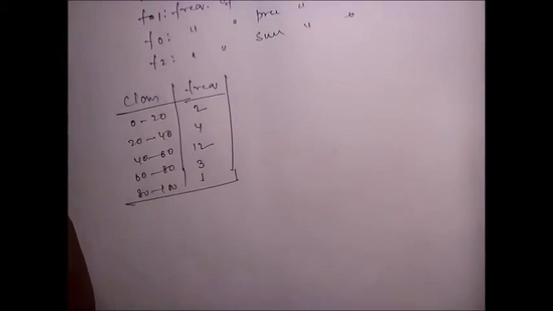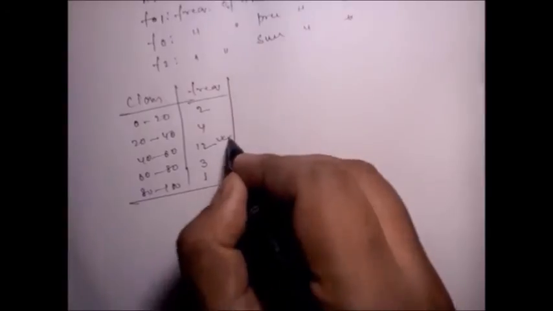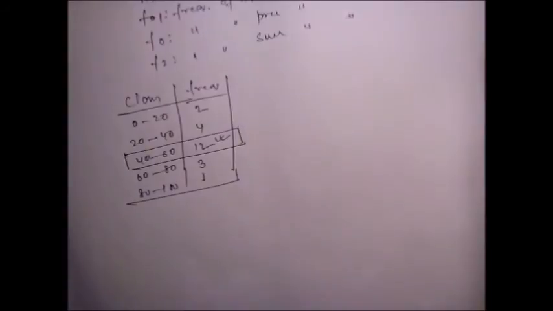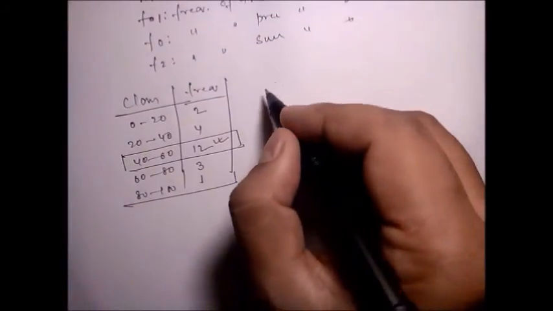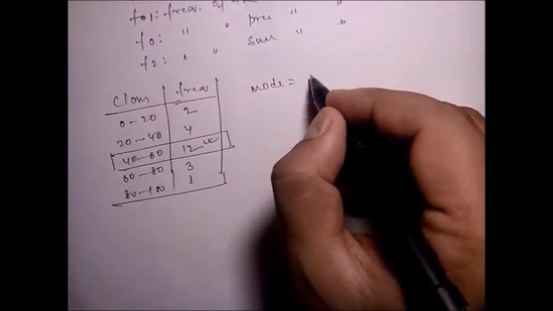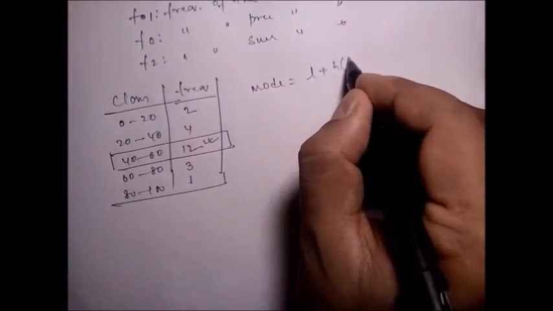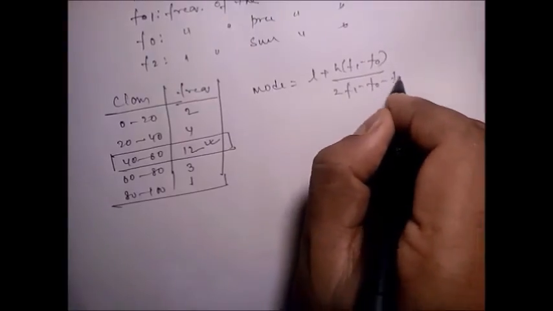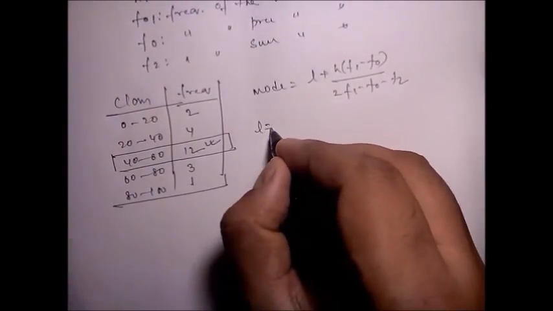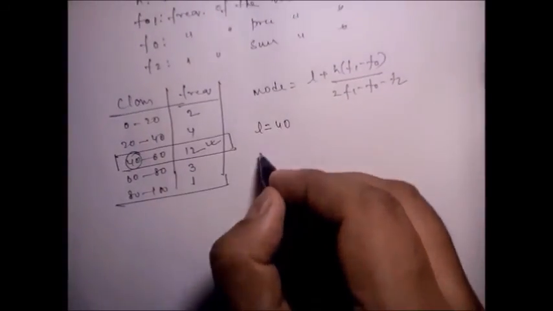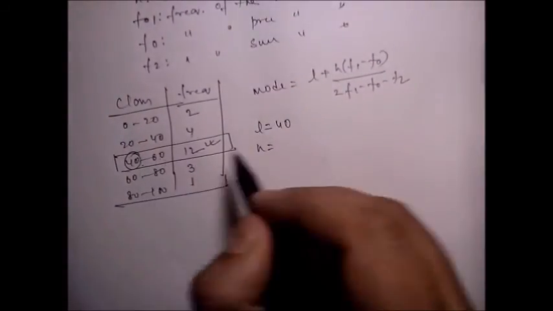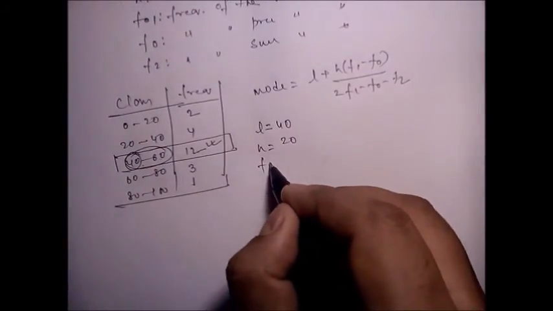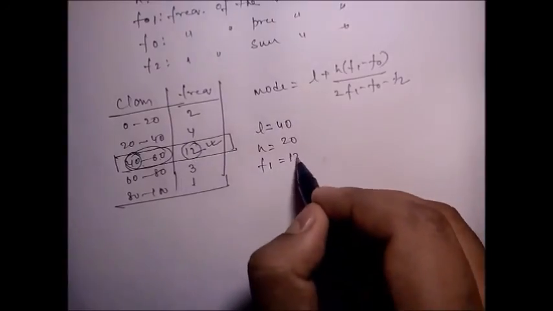So how to calculate the modal class? Identify the maximum frequency. The maximum frequency is 12, so this is our modal class. Now we can get all the values easily. Mode is equal to L plus H times (f1 minus f0) divided by (2f1 minus f0 minus f2). What is L? L is the lower limit, that is 40. What is H? The class interval, 60 minus 40, it is 20. What is f1? That is the modal frequency, 12.